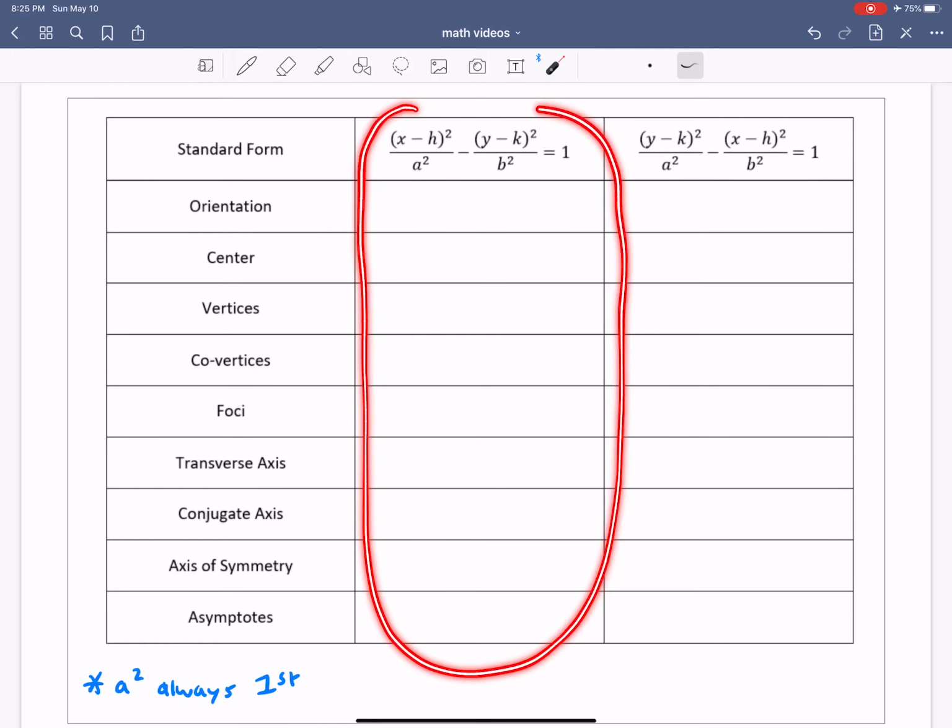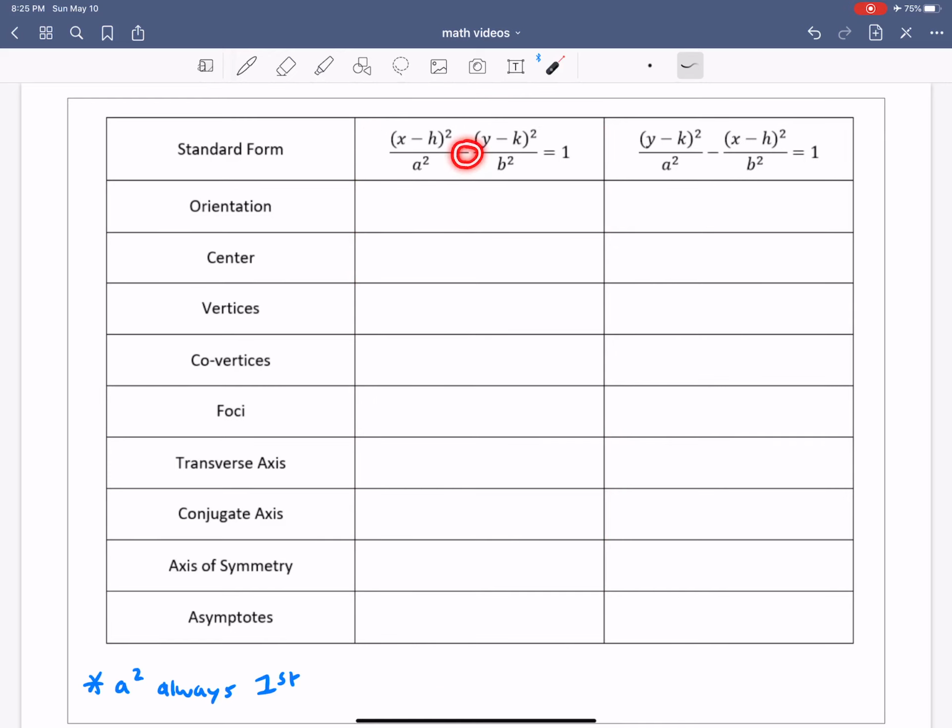Now, let's go through this first column here. So here's what you're going to look at. You're going to see the subtraction sign in your equation, and you're going to know that it's a hyperbola. You're going to know this first term, or this first denominator, is a squared. And then you're going to look and see which variable is in the numerator. So in this case, we have x.